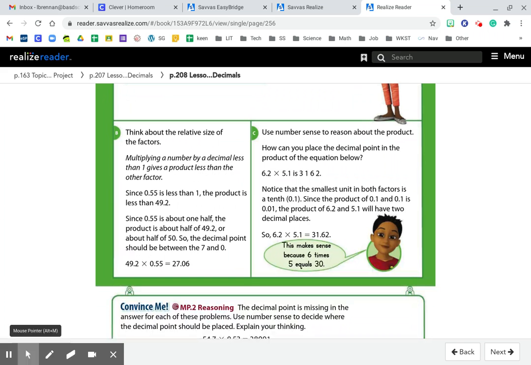How can you place the decimal point in the product of the equation below? 6.2 times 5.1. We know the whole number 6 times the whole number 5 is 30. So we can probably place the decimal after 31 because we know it's going to be a 2-digit answer near the number 30. That makes sense.